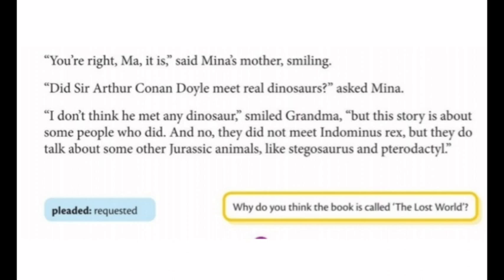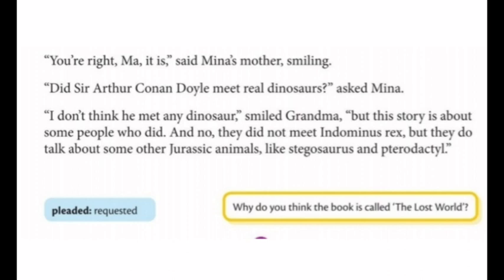You are right, Ma. It is, said Mina's mother, smiling. Did Sir Arthur Conan Doyle meet real dinosaurs? asked Mina. I don't think he met any dinosaurs, smiled Grandma. But this story is about some people who did. And no, they did not meet Indominus Rex, but they do talk about some other Jurassic animals like Stegosaurus and pterodactyl.